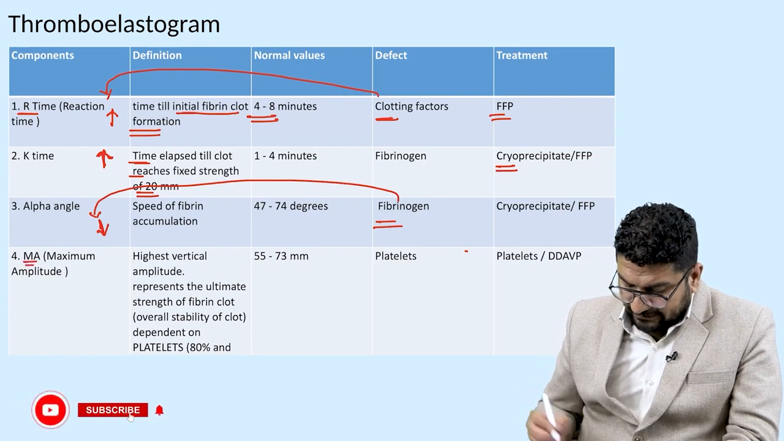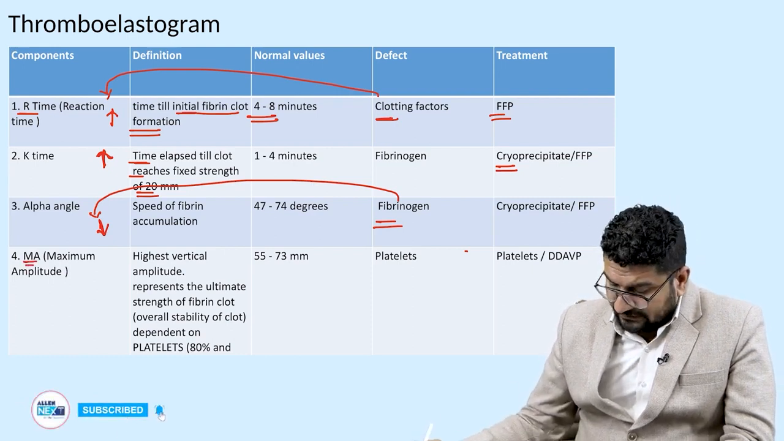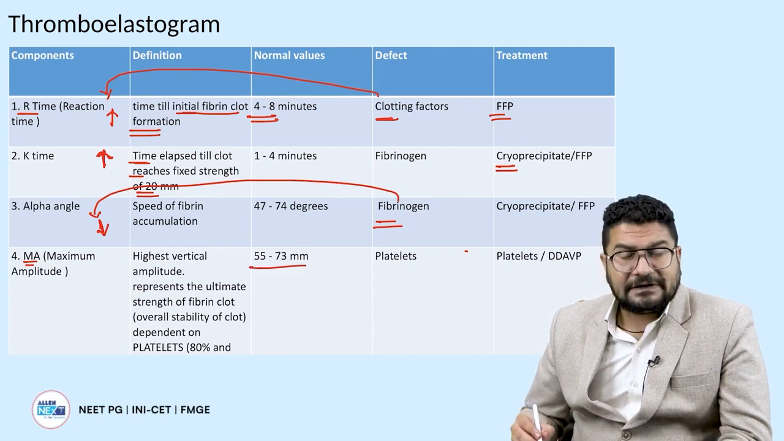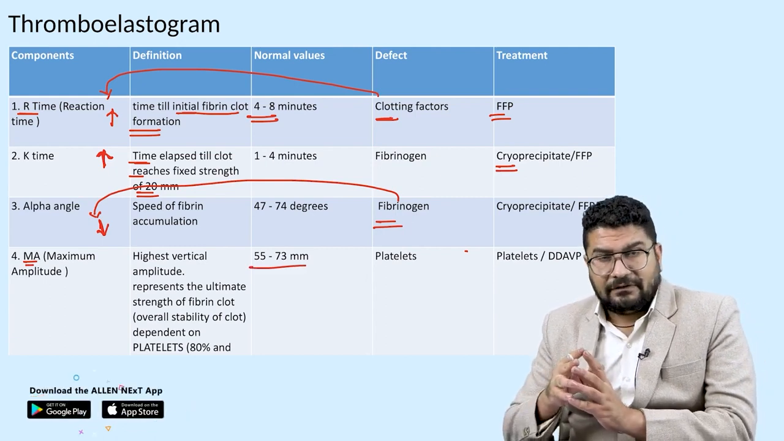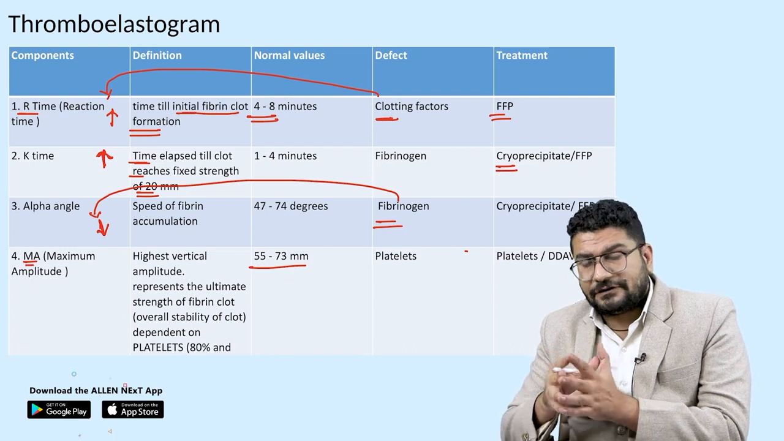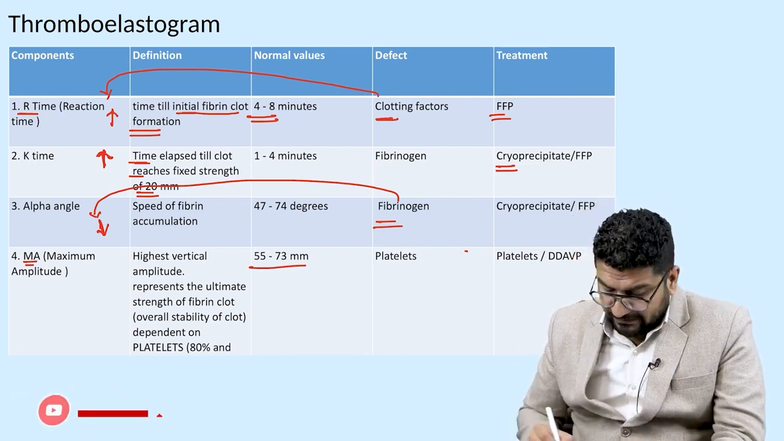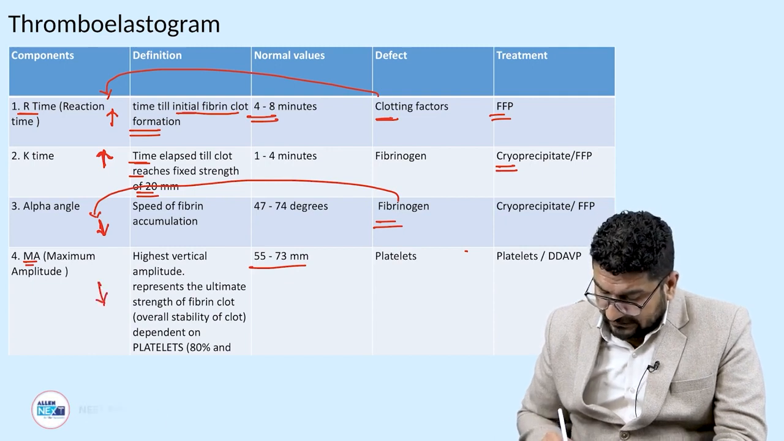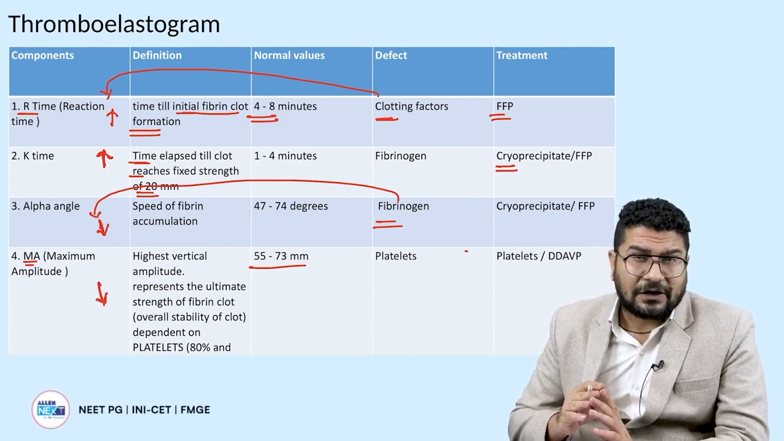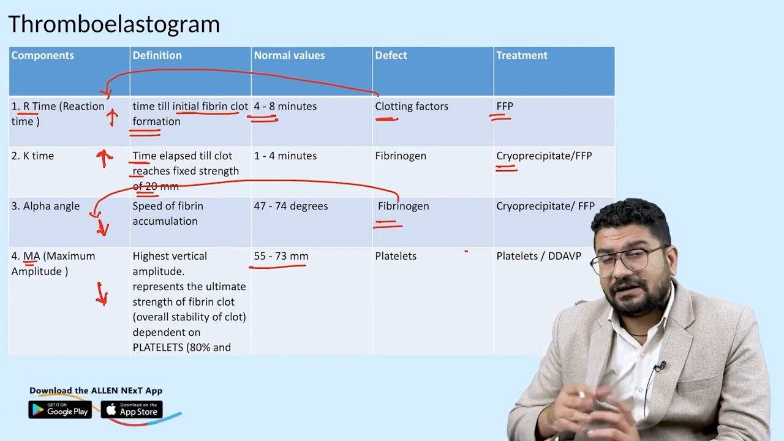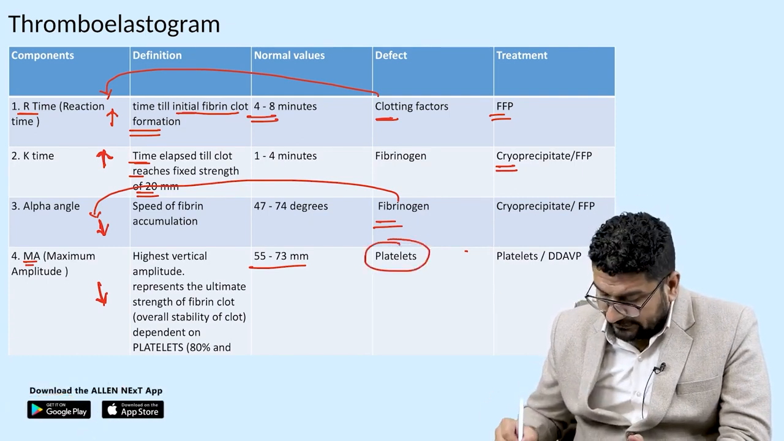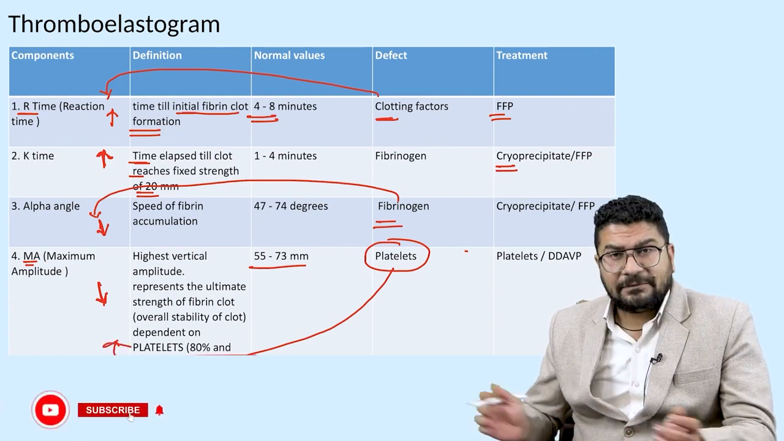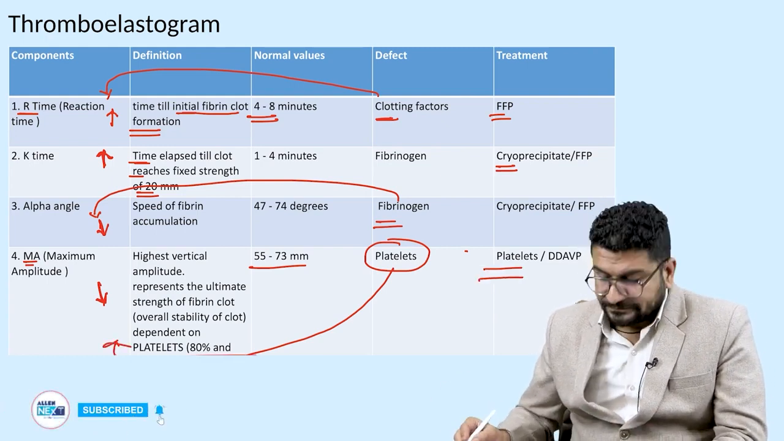And MA is maximal amplitude. Maximal amplitude is normally 55 to 73 mm. This is basically telling you information of whether you are having good platelets or not. If this maximal amplitude is less, it means your platelets are not of good quality or they are insufficient in number. Means qualitative platelet defect. तो ये बस आपको समझना है. If you understand this thing, everything is simple. तो इसमें क्या दोगे आप, प्लेटलेट दोगे.